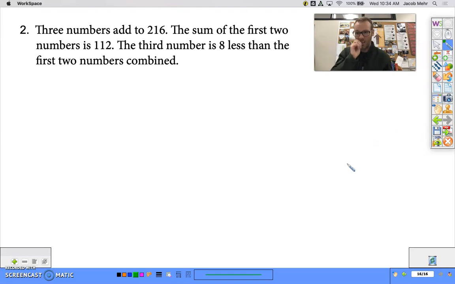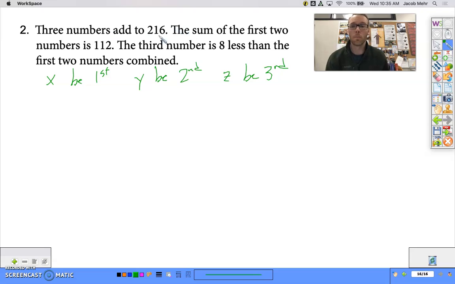This is not really a real world scenario. This is more like a number riddle kind of thing. 3 numbers add to 216. The sum of the first 2 numbers is 112. The third number is 8 less than the first 2 numbers combined. All right, so let's let X be first, Y be second, Z be the third number. All right, so 3 numbers add to 216. That's a pretty simple equation here.